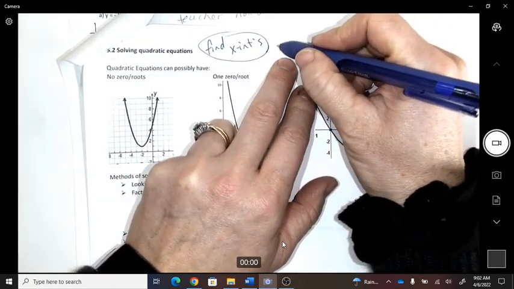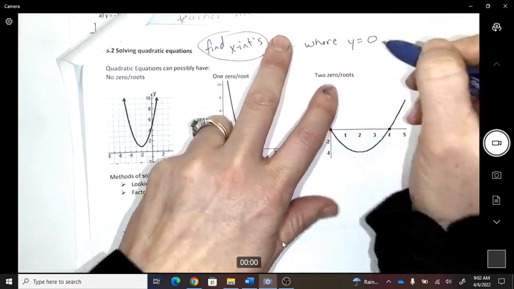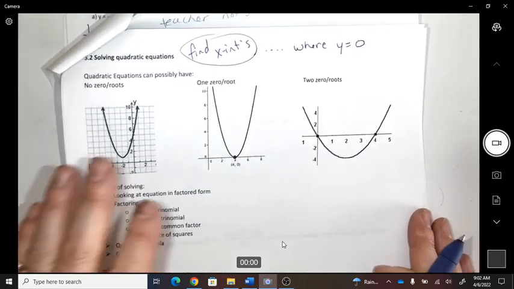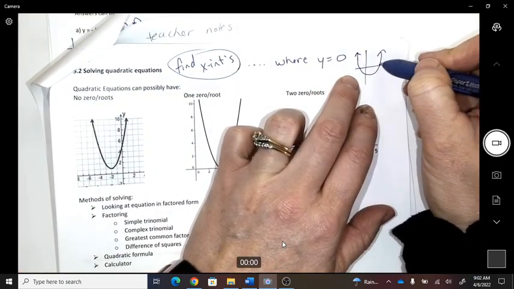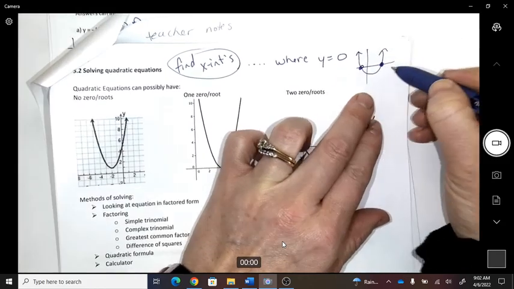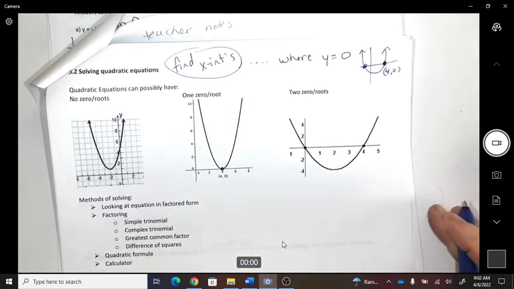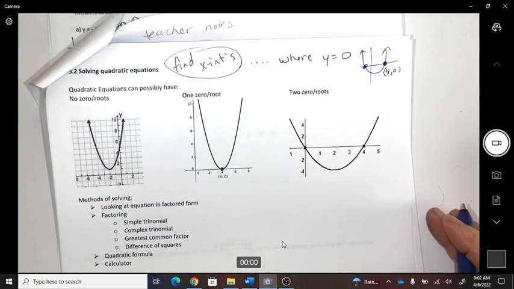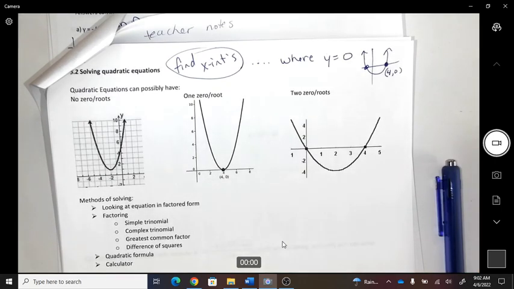And it's where y is 0. Do you understand the y is 0? Because, for instance, let's say this was 4. The actual coordinate is (4, 0). Right? Because that's the height of 0. So that's what we're going to be trying to do. Okay. Does this make sense?